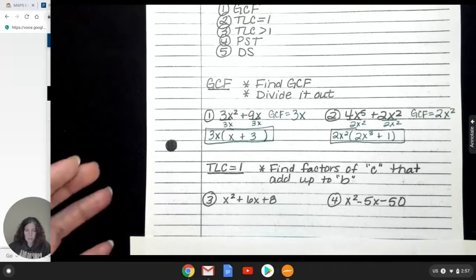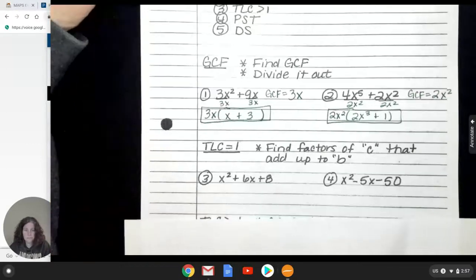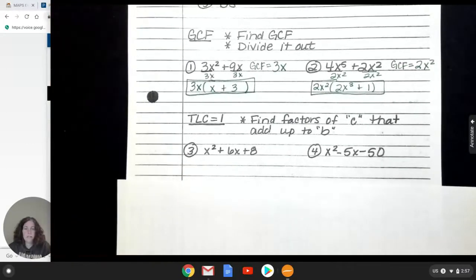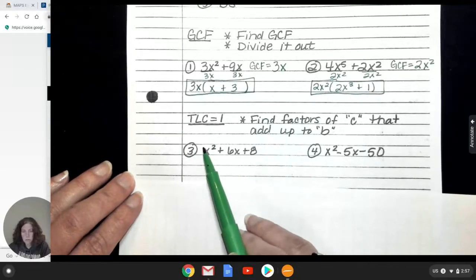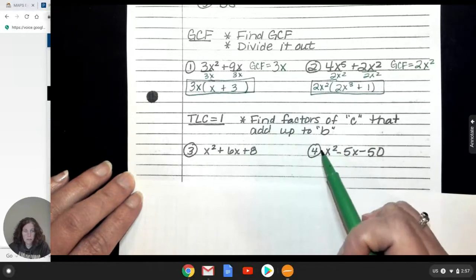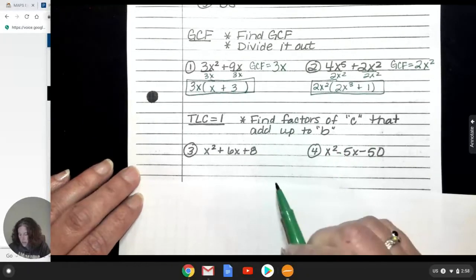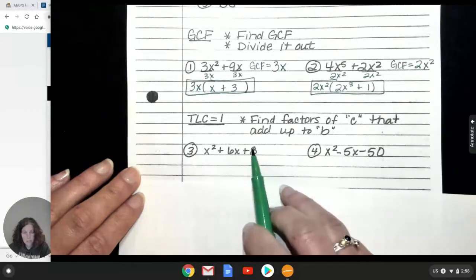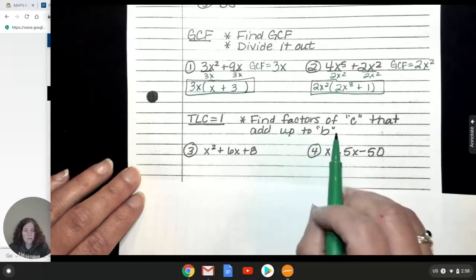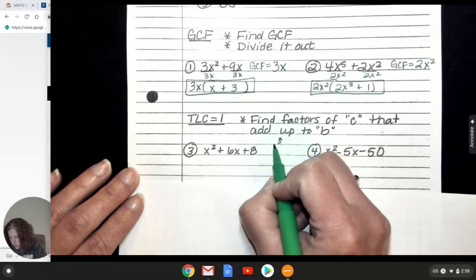So this is what they look like. As a quick reminder again. All right, so you can see they're trinomial and there's no number in front of x squared. That's how we know we can use this method. And so A in this case would be 1, B is 6, and C is 8. So find factors of C that add up to B.